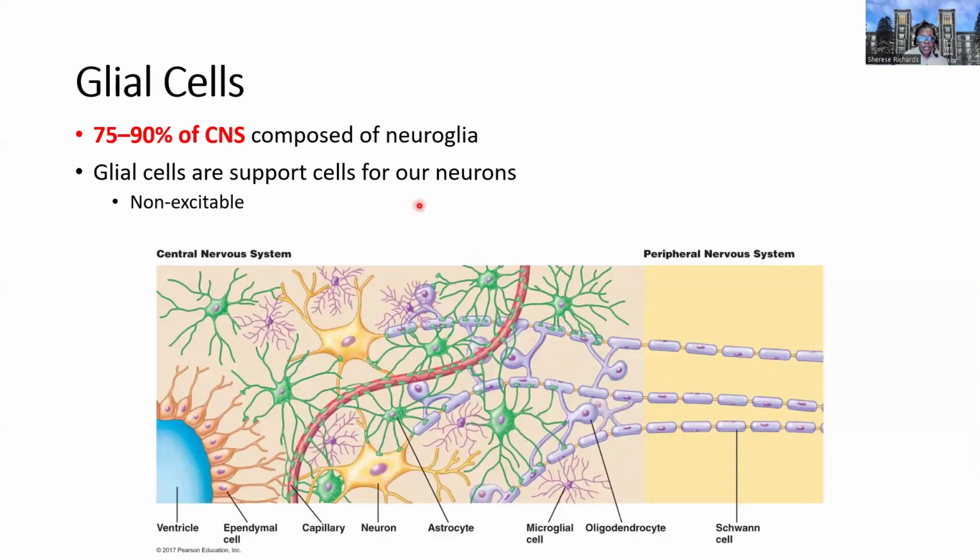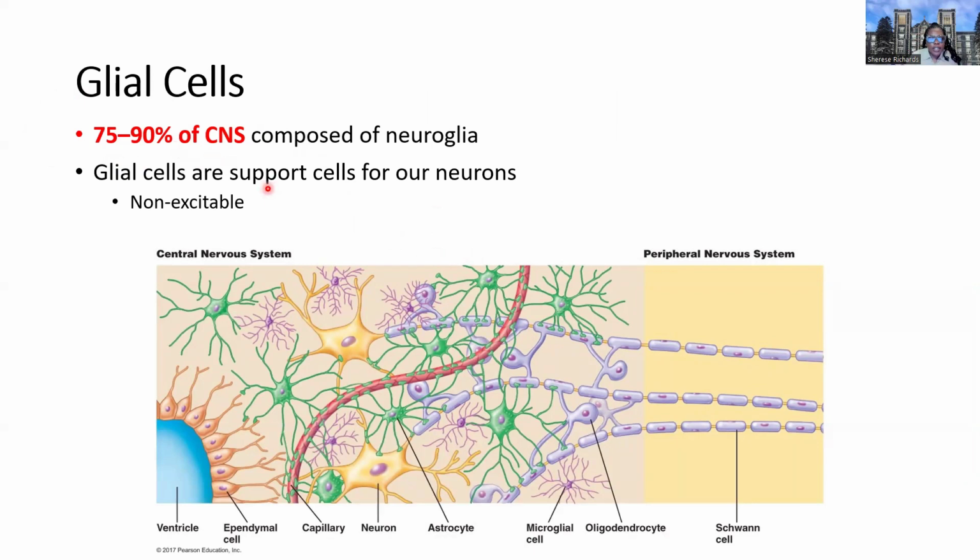Let's move to the other types of cells. So we've talked about the neurons. Let's talk about their supporting cells, which are glial cells. Now, this is going to make up about 75 to 90% of the central nervous system. And together, this is collectively known as neuroglia, right? A collective substance called neuroglia.